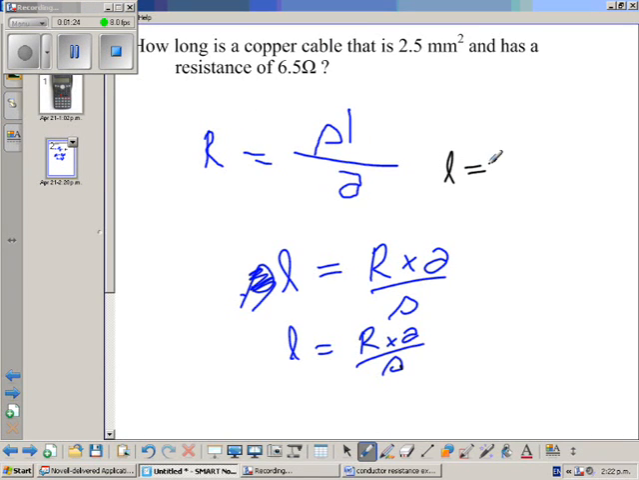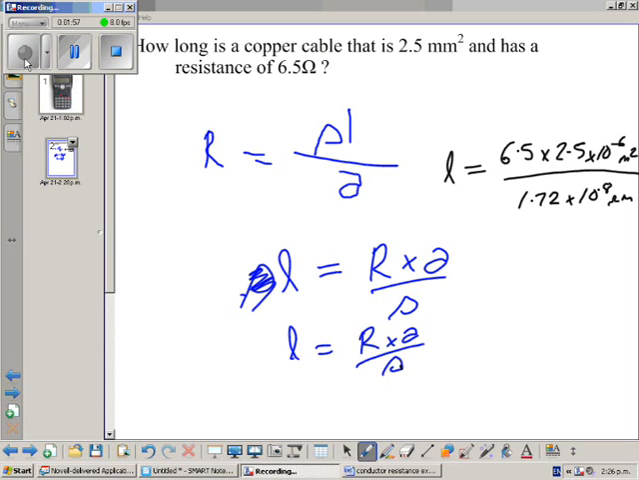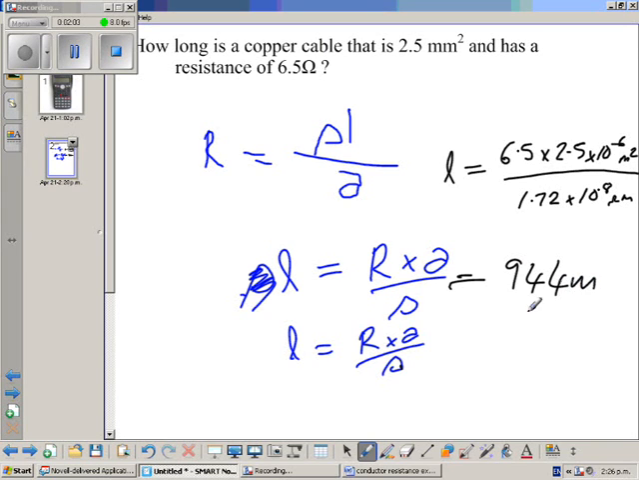So our length will equal R, 6.5, times area, 2.5 by 10 to the negative 6 meters squared, all divided by rho, and rho for copper is 1.72 by 10 to the negative 8 ohm meters. Put that in our calculator, and that equals 944 meters, close to a kilometer long.